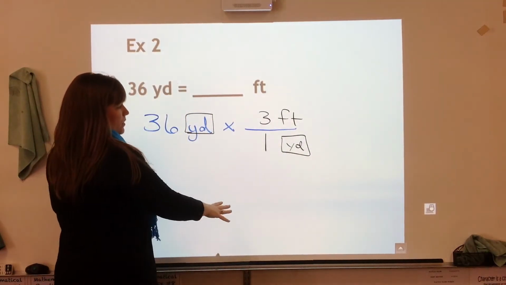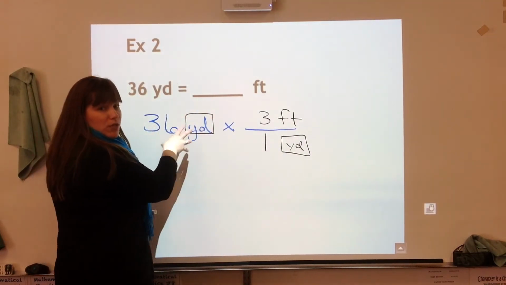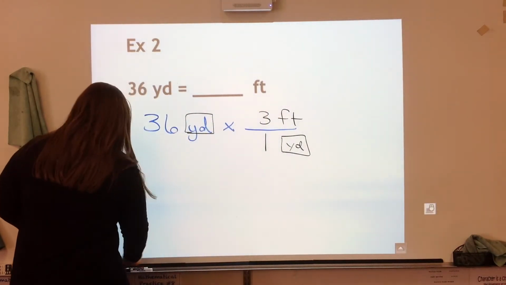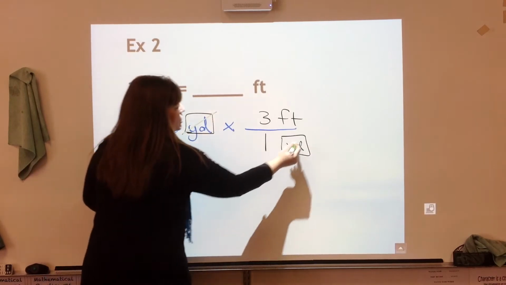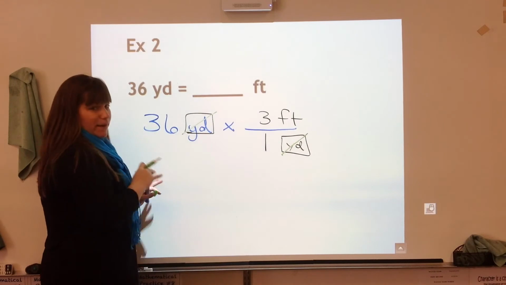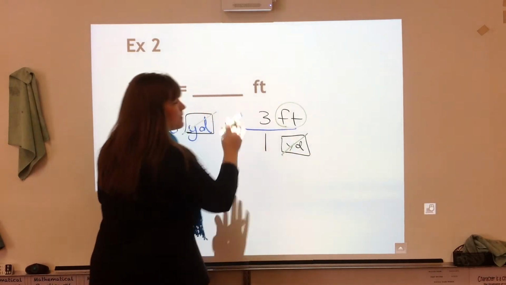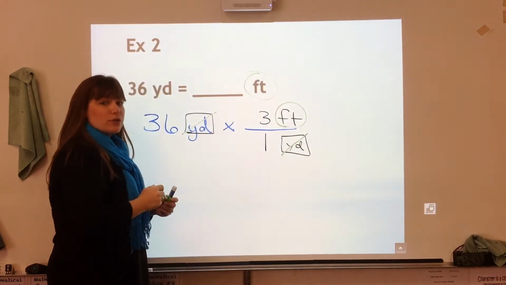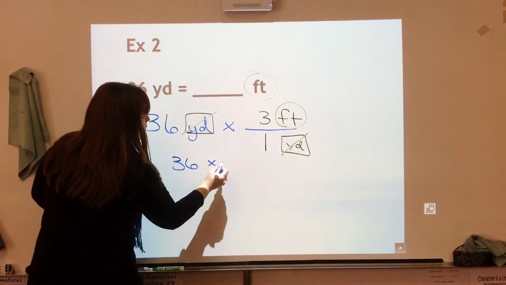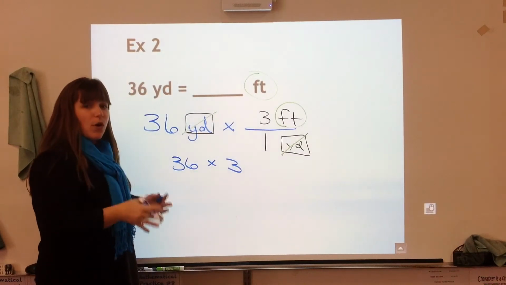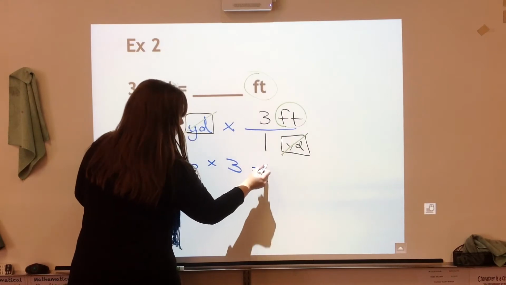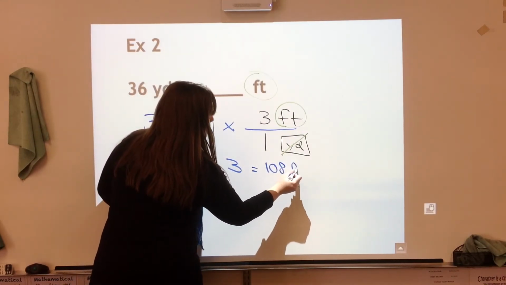That is dimensional analysis, making sure the units are in the fraction so that we can then cross out the common unit, which is yard. There's a yard in the numerator, a yard in the denominator. They go away. We're left with feet, which is what we want to convert to. Now we're just left with our numbers. This is another case where they're just whole numbers, so all we need to do is multiply, and we are left with 108 feet.